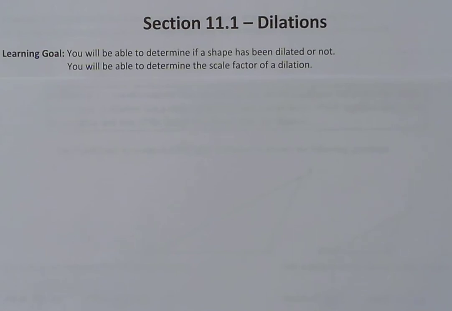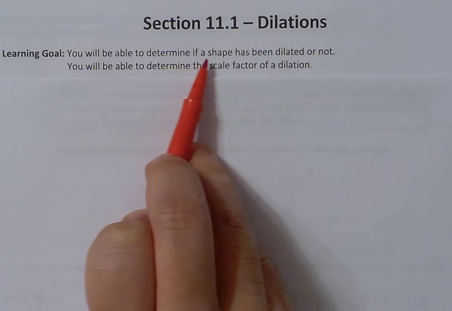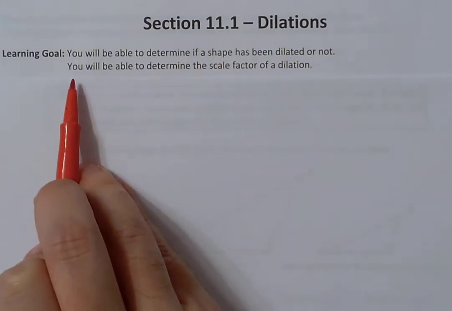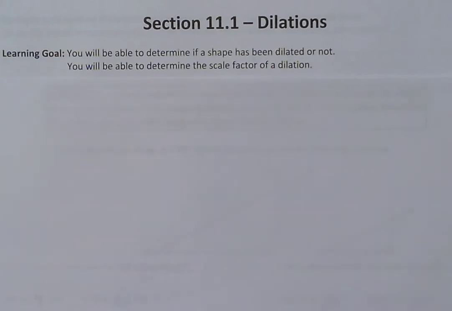So we have two learning goals for today. Our first learning goal is that you will be able to determine if a shape has been dilated or not. And then you will also be able to determine the scale factor of a dilation. So we're going to talk about what a dilation is, how we can determine if it is or not, and then figure out this idea of the scale factor if it is a dilation.